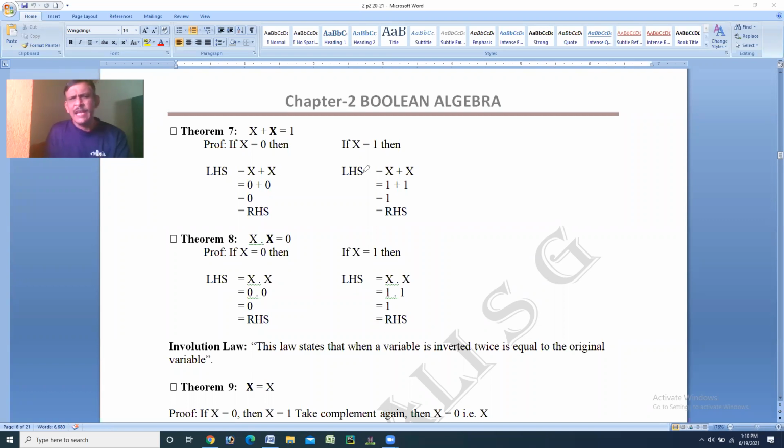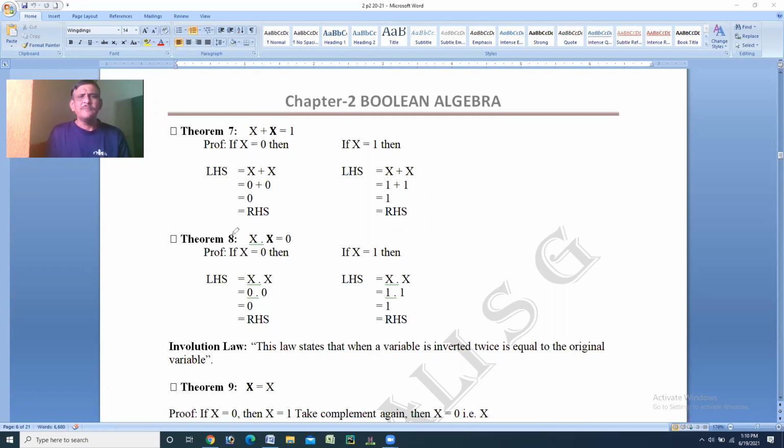In the second case, if you take x equal to 1, then LHS equals x plus x complement. The x value is 1, so plus x complement; 1's complement is 0. In the next step, 1 plus 0 is, according to the OR relation, again 1, which is equal to the RHS. Hence the theorem is proved: x plus x complement equals 1.